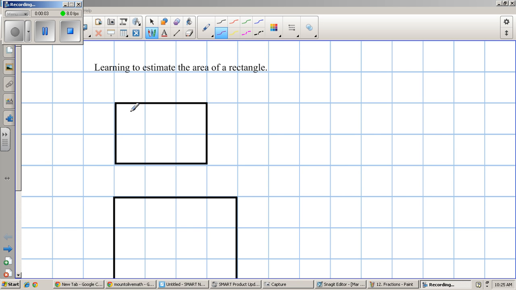This is Miss Slattery and Mr. Fritsky, and today we're going to learn to estimate the area of a rectangle. So when we're estimating the area of a rectangle, one of the ways that we can do it is we can count the actual squares inside a rectangle. So Ms. Slattery is going to do that.